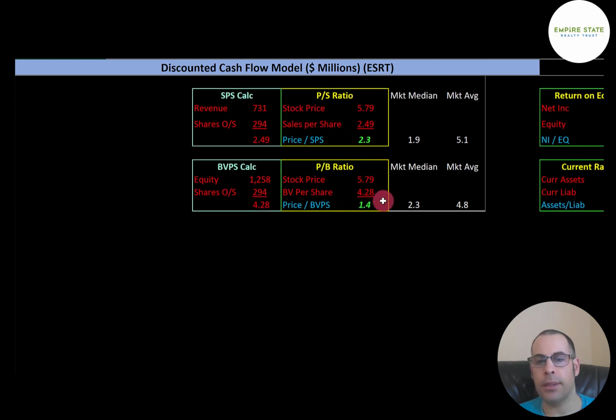Their price to book is also really good. The median in the market is 2.3, the average is 4.8. Price to book is stock price over book value per share. To calculate book value per share, that's equity over shares outstanding. I like to see below 3.5, they're at 1.4, so investors are paying $1.40 for $1 of book value.